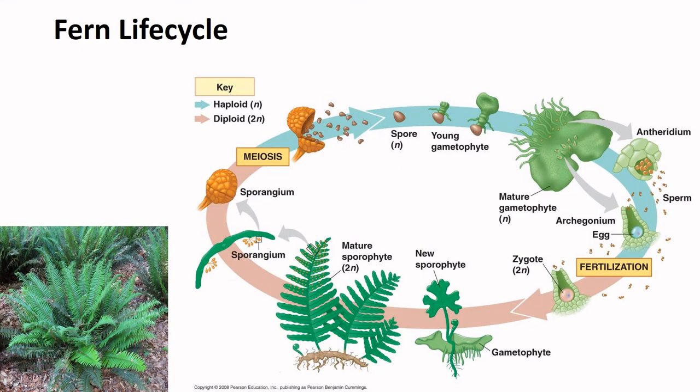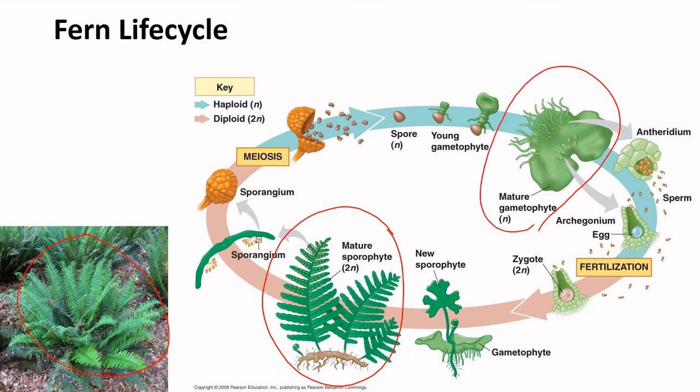Now let's compare this to a fern life cycle. Many of us are familiar with ferns as these large, beautiful leafy plants with fronds. The plant that you see is diploid, therefore it is the sporophyte. The sporophyte produces spores. These spores will grow into the haploid gametophyte. Most people will never see a fern gametophyte because these are very tiny. You often need a magnifying glass or a microscope to be able to view it.